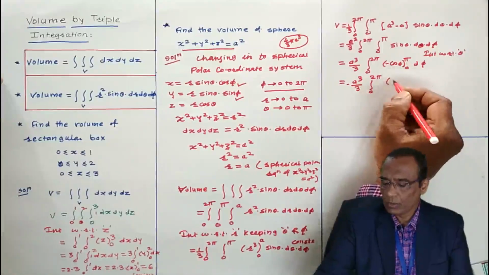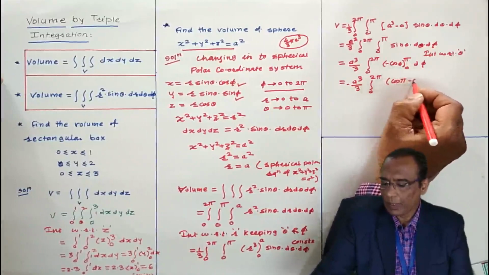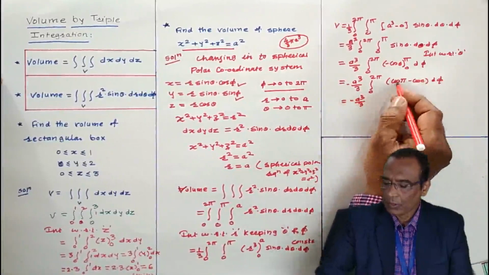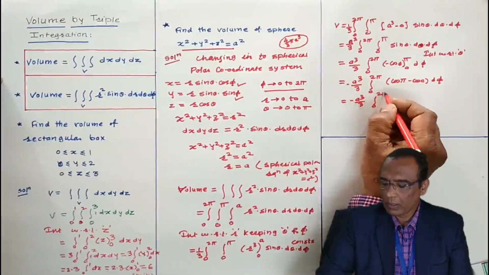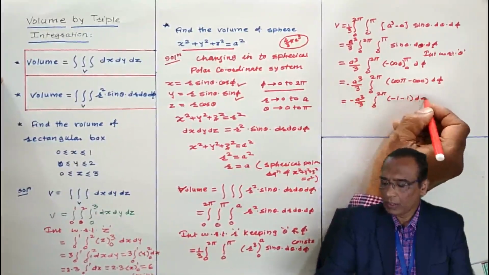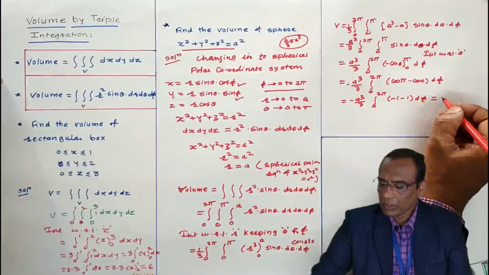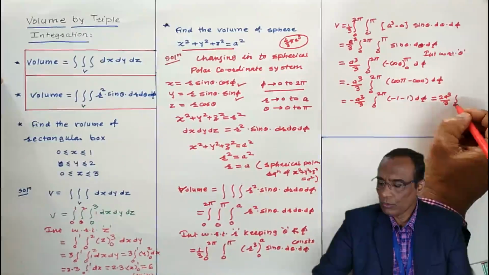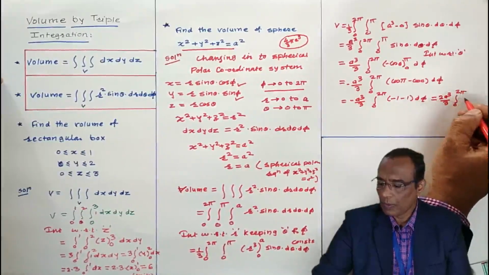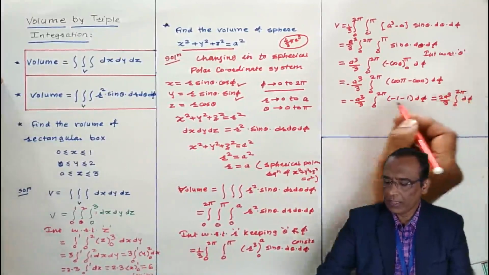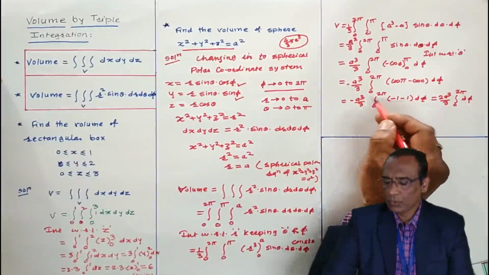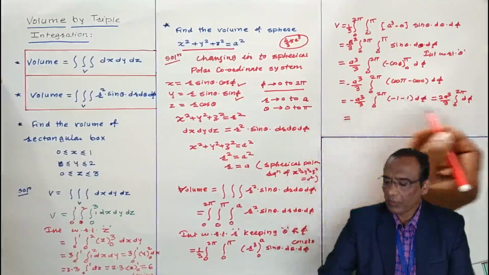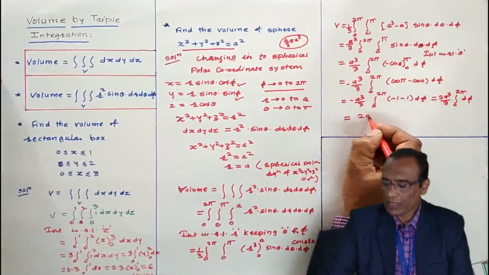Now cos theta from 0 to pi is cos pi minus cos 0, times minus a cube by 3. Cos pi is minus 1, and cos 0 is 1. Therefore, this is 2a cube by 3, 0 to 2 pi d phi. I have written directly: minus 2 into minus 1 is plus 2, so 2a cube by 3. Now integrate with respect to phi, only phi is remaining.